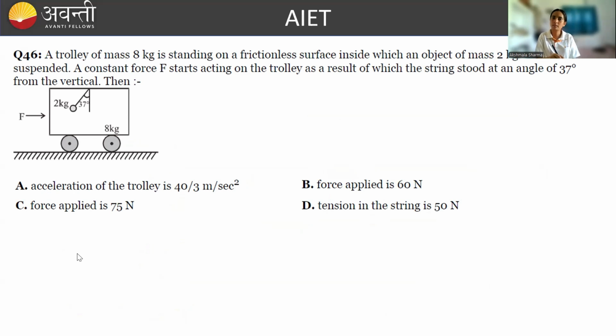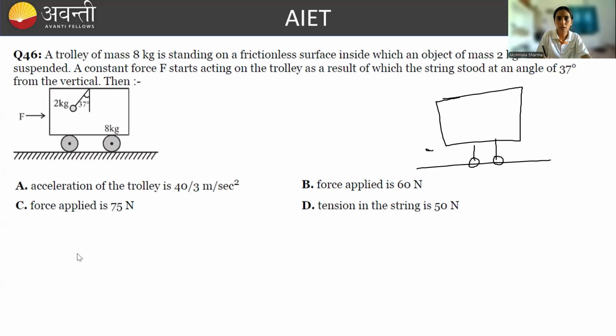So this kind of question you must have come across in your class 11. This is a very common question that we see. So initially, when this trolley is at rest, the pendulum must be resting like this. And why like this? Because the only forces acting on it are tension upward and mg downward.